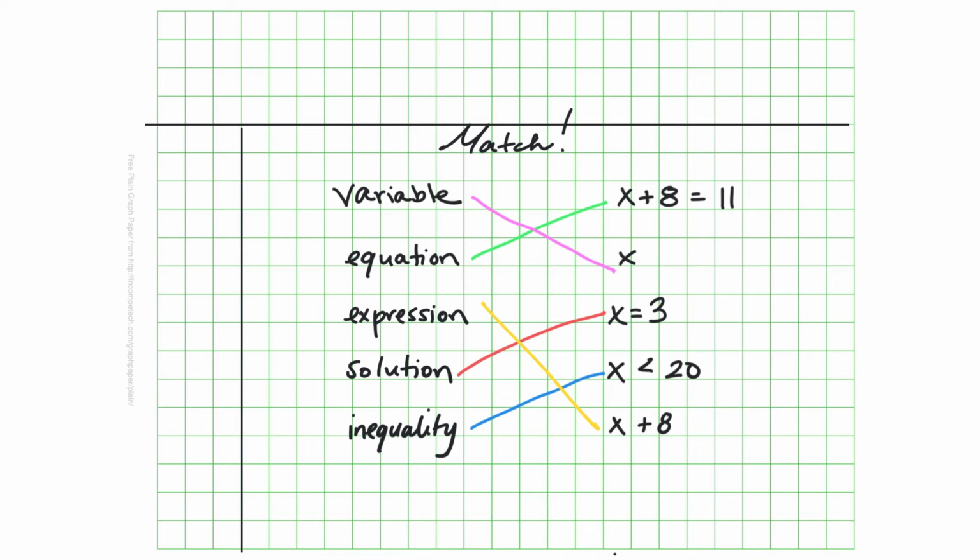How'd you do? Were you able to match these up? The one that might have been a little tricky was this one here, of course, that said x equals 3. It looks like perhaps an equation, but it was meant to show that that was a solution to something. So the x was the value of 3, for example.